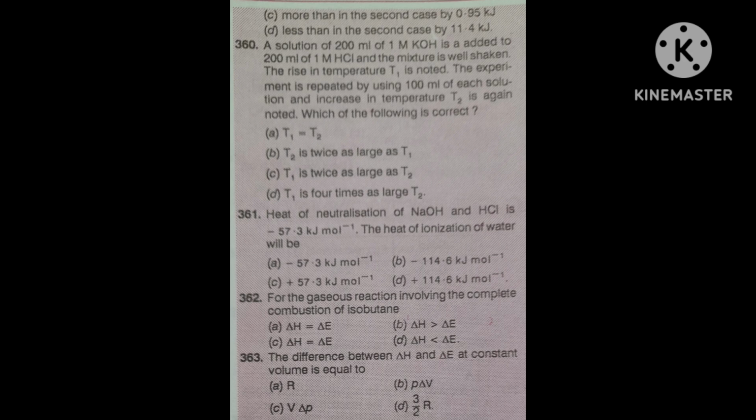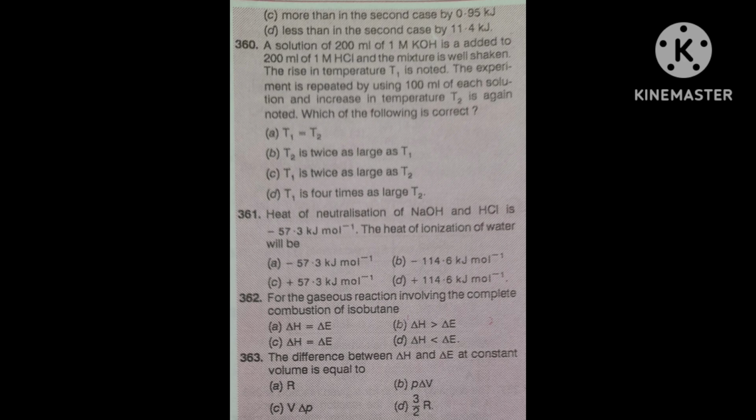That is the delta Ng. G means gas. The delta N value is now calculated. Why do you require delta N? Because it is required in the formula. As delta Ng is a positive 3 by 2, hence delta H will be greater than delta E.